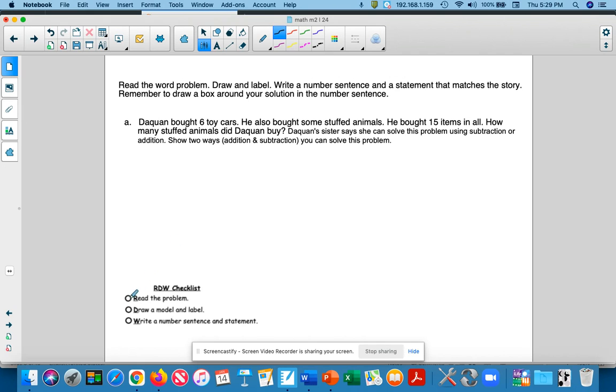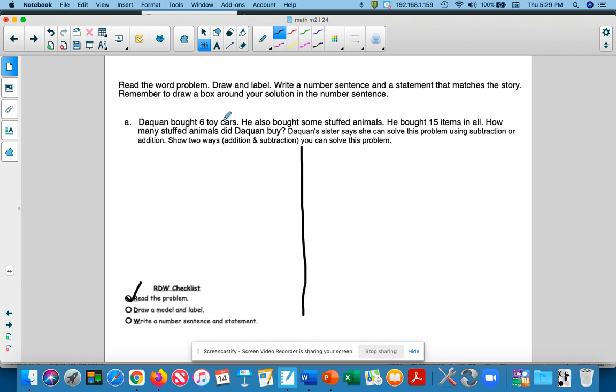Okay, so now we read the problem. I'm going to check that off. Always good to read it twice. And we're going to put a line here. The reason we're putting a line is because we're going to first show addition and then we're going to show subtraction. We want to solve this problem in 2 ways.